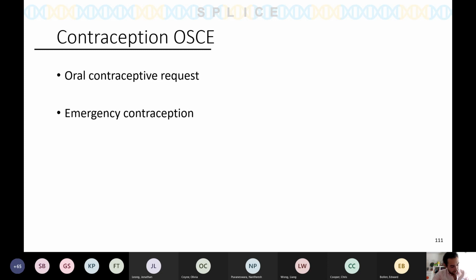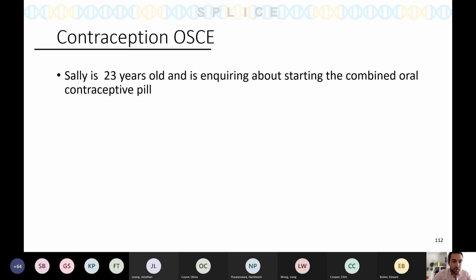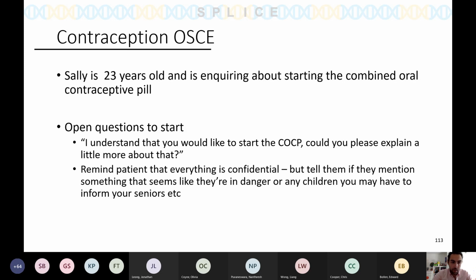So what's contraception? Abstinence. Anyway, we'll crack on. So Sally is 23 years old and is inquiring about starting the combined oral contraceptive pill. So open questions to start. I understand that you'd like to start the pill. Could you please explain a little bit more about why? Why do you want to start it?